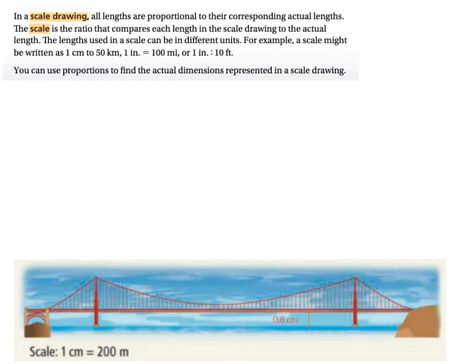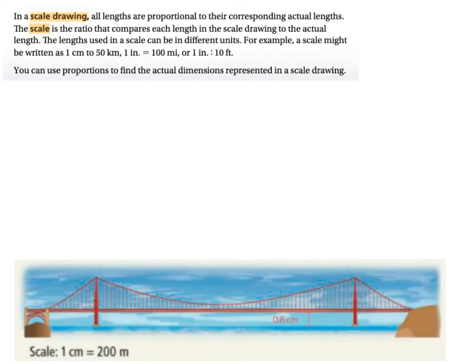So we're going to talk here for a minute about scale drawings. In scale drawings, all the lengths are proportional to their corresponding actual lengths, and then you have a scale, which is the ratio that compares each length in the scale drawing to the actual length on the life-size figure. And you can see down here on the bottom, for this Golden Gate Bridge, we've got a scale of 1 centimeter in the drawing. Okay, and it can be anything.